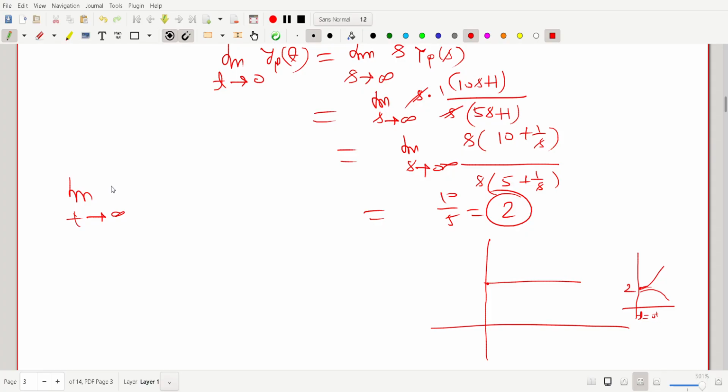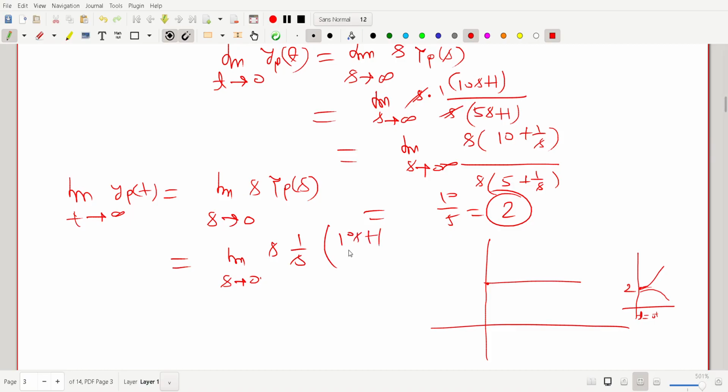I am extending our question here. Limit s tends to 0 of s times 1 by s times (10s plus 1) by (5s plus 1). So s cancels out, and with s equal to 0 we take 1 by 1. So what will be the answer here? It is equal to 1.